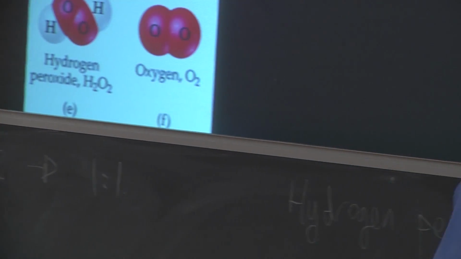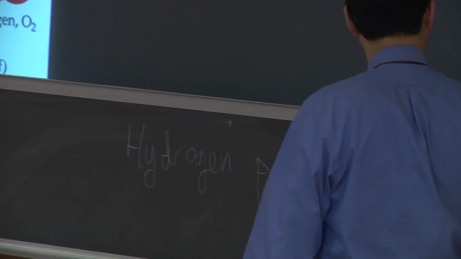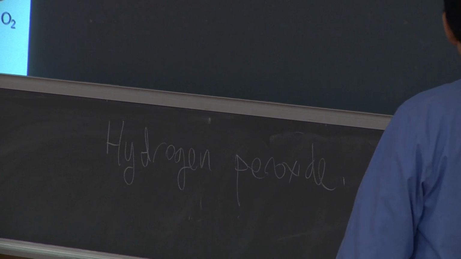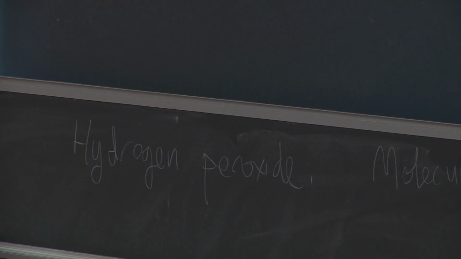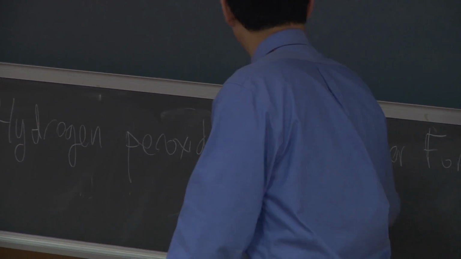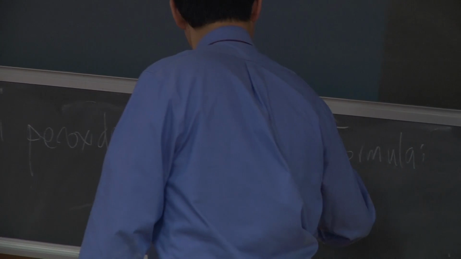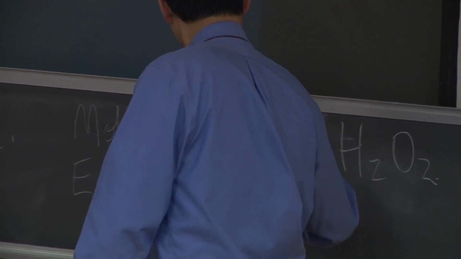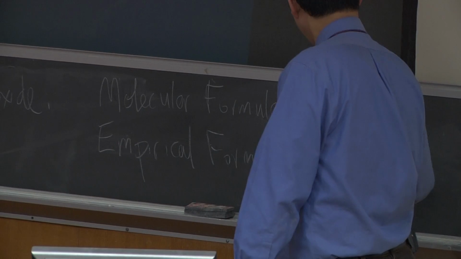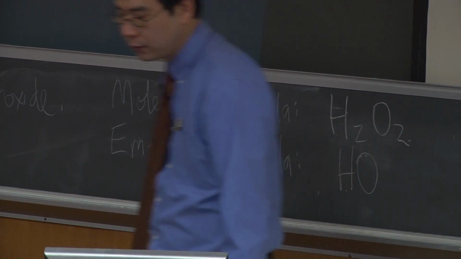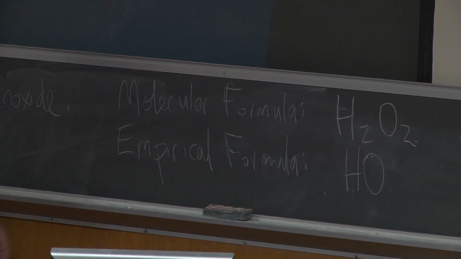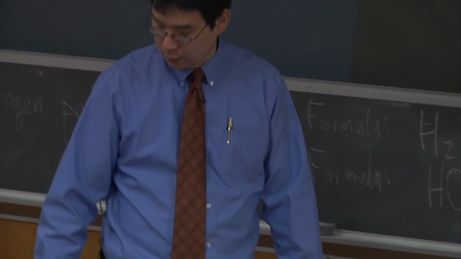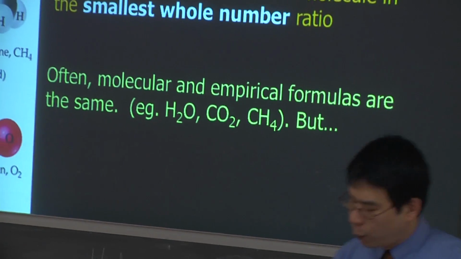So for hydrogen peroxide, the molecular formula is H2O2 because it shows the actual number and type of atoms, but the empirical formula would just be HO. Why do we use empirical formulas? Okay, so often they're the same, but sometimes they're not.